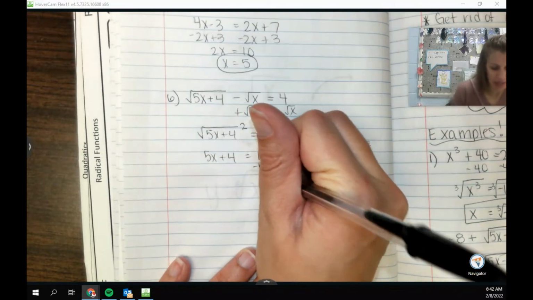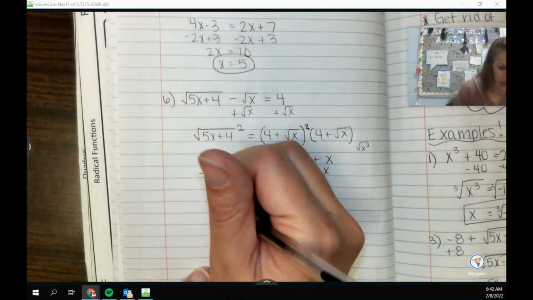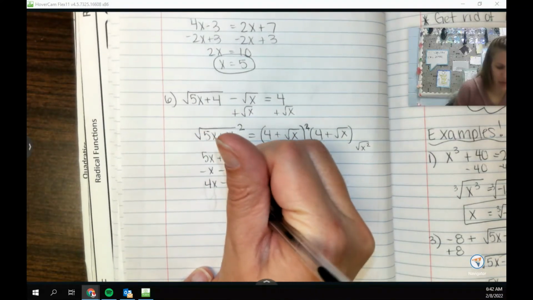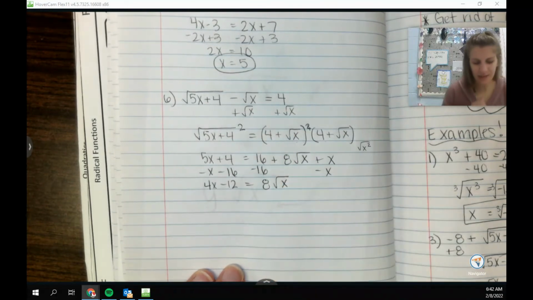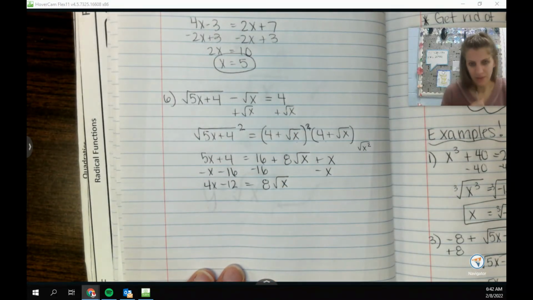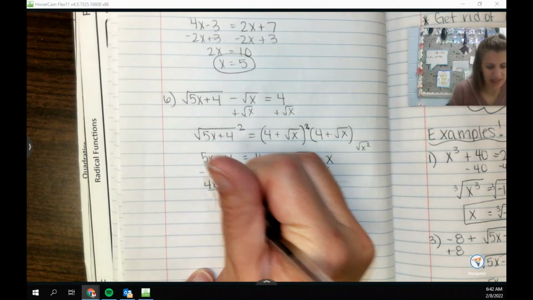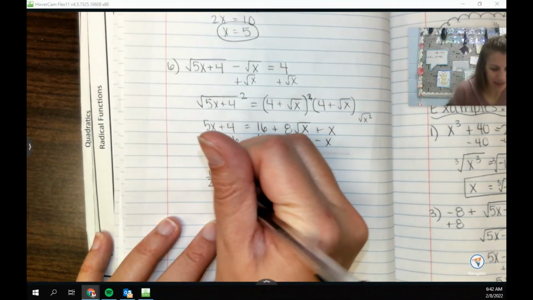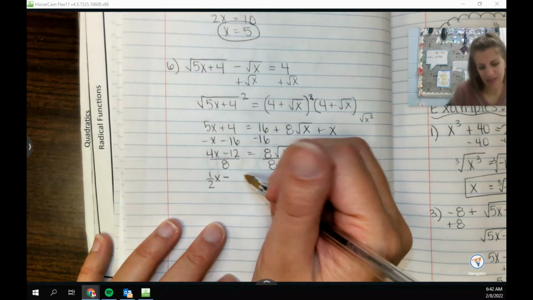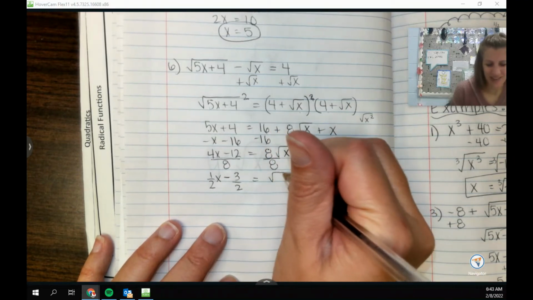Now I want to get that square root alone. So I'm going to get rid of this 16. I'm also going to get rid of that x. And so we'll have 4x minus 12 equals 8 root x. Oof. I got to get rid of that 8, so I just got to divide it into both of these, so that's kind of a bummer. So we're going to have half x minus 3 halves equals the square root of x.